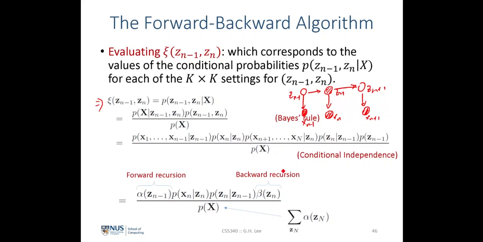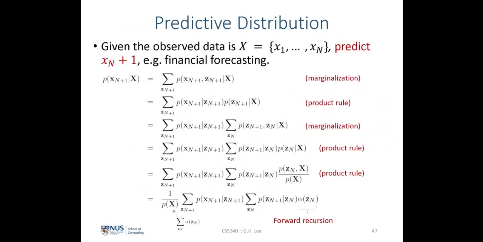Then finally, we can see that this ends up being the forward recursion term, which is alpha over here, which is actually the combination of this term and this term over here. So it will end up being the joint probability distribution of x1 all the way to xn minus 1 as well as Zn minus 1, which is defined to be alpha Zn minus 1, and the beta term, which will correspond to this particular probability distribution over here.